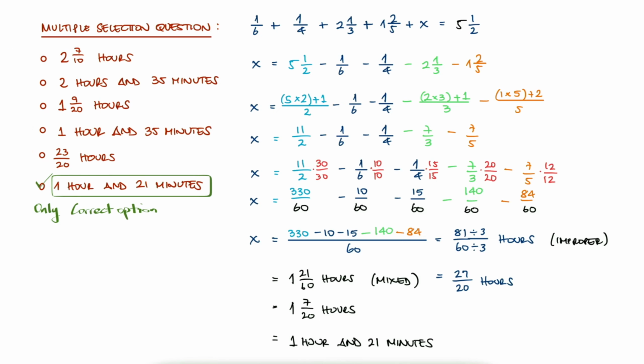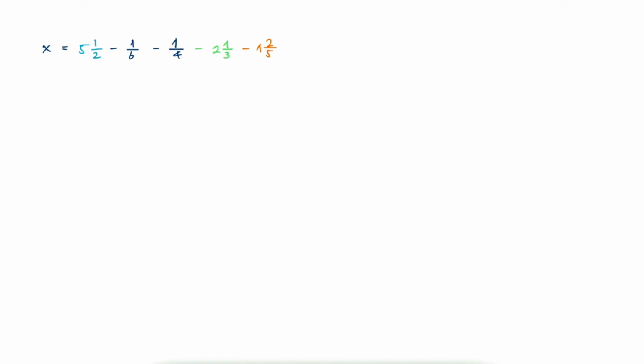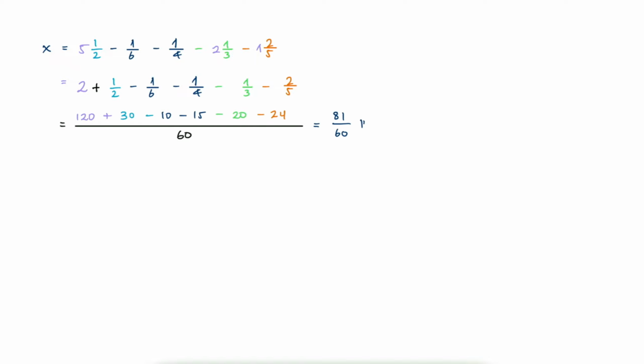The alternative to using improper fractions is to use the mixed fractions and subtract separately. 5 minus 1 and 2 is 2 hours. If we take 1/6, 1/4, 1/3, and 2/5 from 2.5, we end up needing the same 60 as the common denominator to subtract, and we end up with the same 81/60.